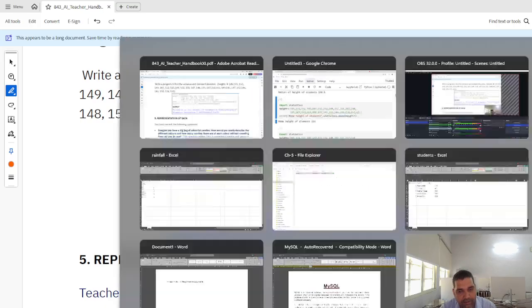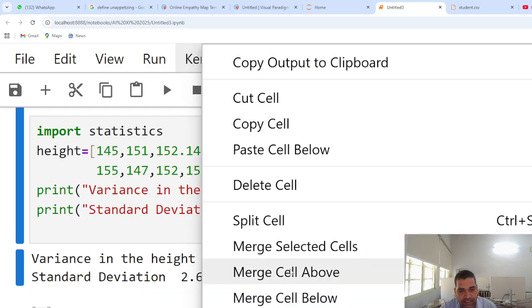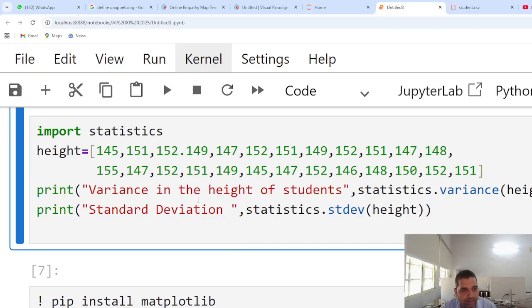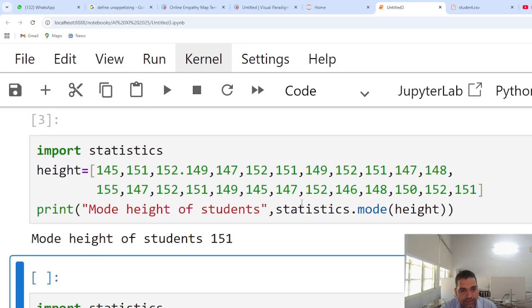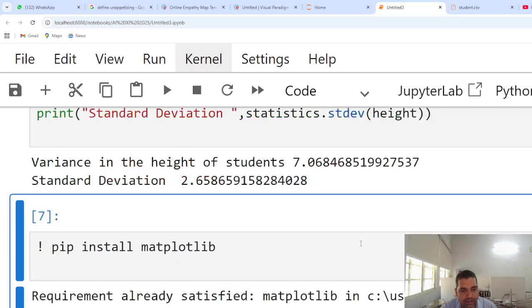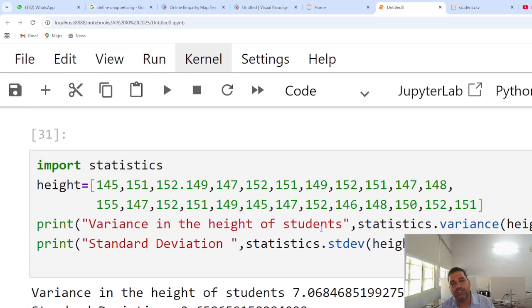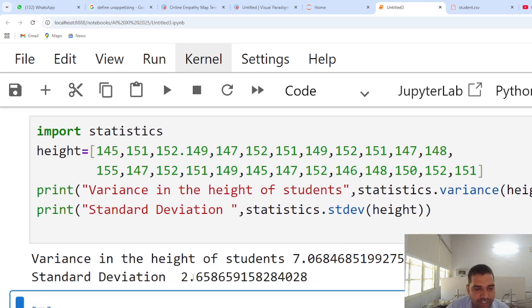So again, come to the Jupyter notebook. Here you see this is the variance of the students' height I calculated. Let me delete this output. Now when we run this code, see, we got the variance in the height as 7.0 in my calculation, and the deviation is 2.